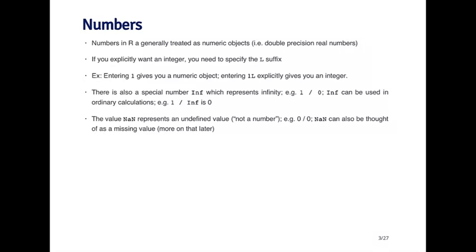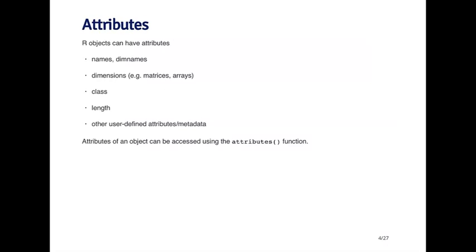There's another special value called NaN, and this represents an undefined value, so you can think of it as not a number. So for example, if you take 0 over 0, that's not a number, it's not defined, so you'll get a NaN back. NaN can also be thought of as a missing value, but we'll talk a little bit more about missing values later.